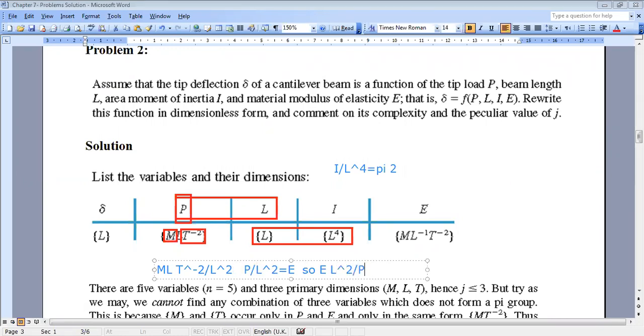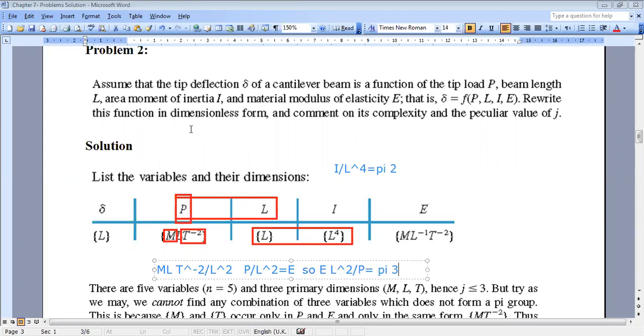This is my group number 3. If we don't pay attention to this, it's not a problem. If you didn't pay attention that I can divide by L square to get the unit of E, then I can say that the group formed by the 3 is E L square over P. What you can do, you do the conventional method.